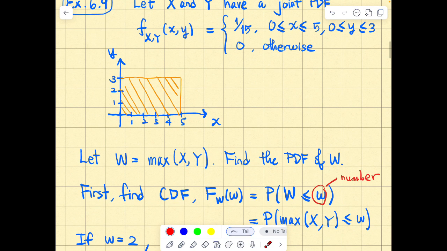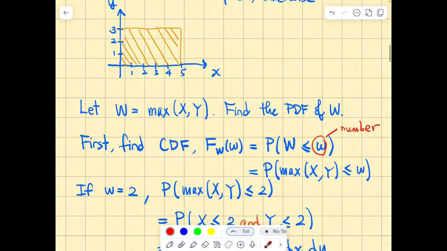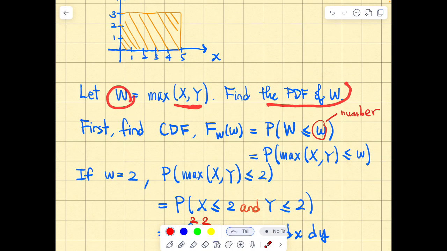Okay. Now let's define the function W. So W is the maximum of X or Y. Okay, so we generate X, we generate Y, and we compare their values. The maximum of the two values is equal to W. Okay, and it says find the PDF of this random variable. Of course, W is also a random variable because it's a function of two random variables.